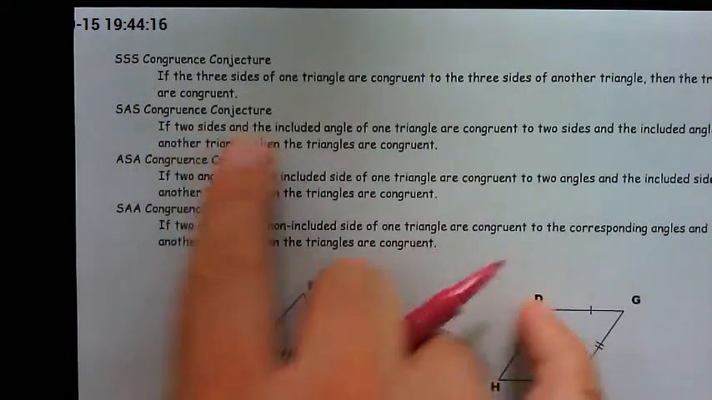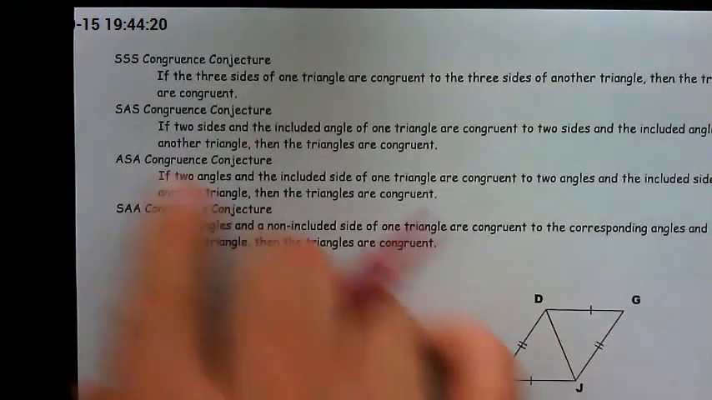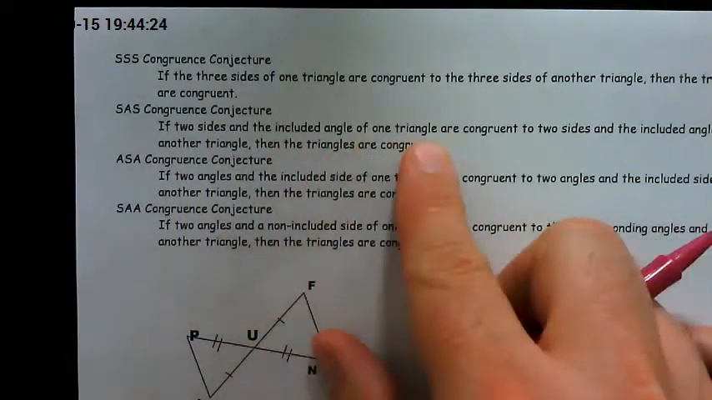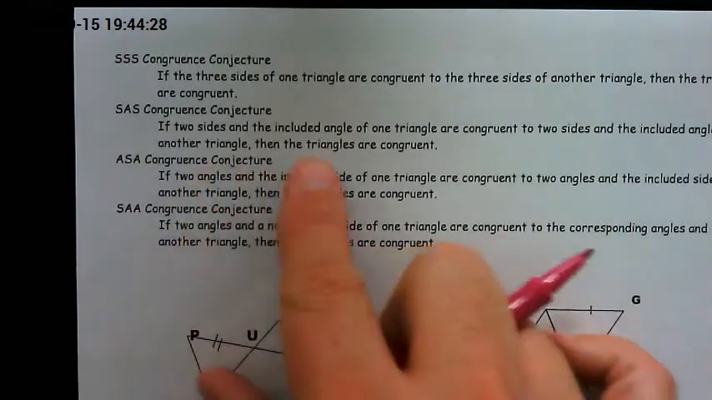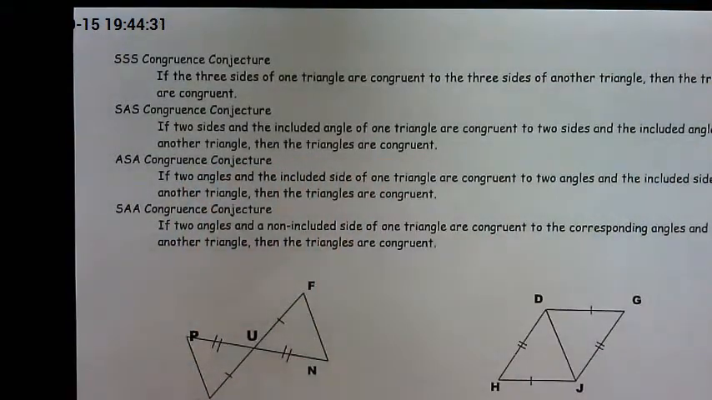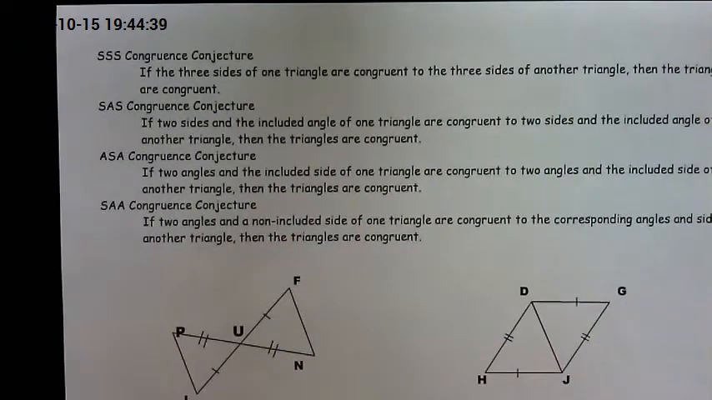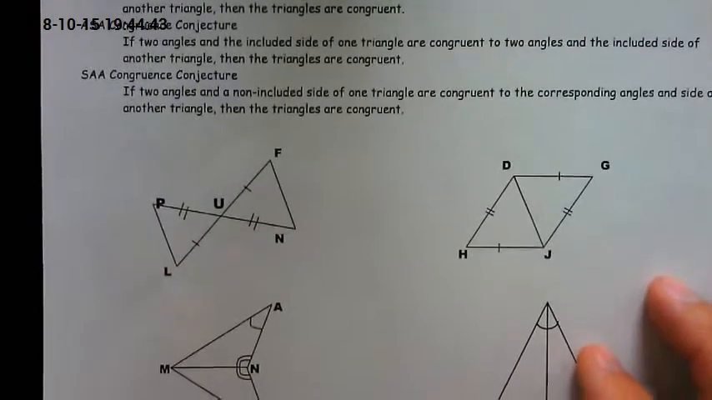SAS, congruency conjecture, or again, congruency theorem, or congruency criteria. If 2 sides and the included angle of one triangle are congruent to 2 sides and the included angle of another triangle, then the triangles are congruent. So again, same idea on each one of these. It's saying that if you have these 3 pieces given to you and they are congruent, then the 2 triangles must be congruent. So we're going to be using these in proofs in the next section.